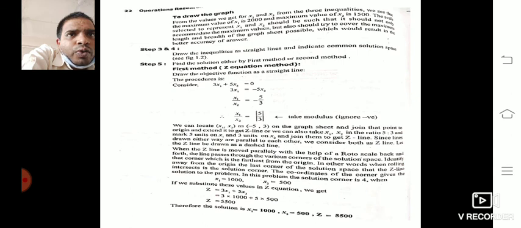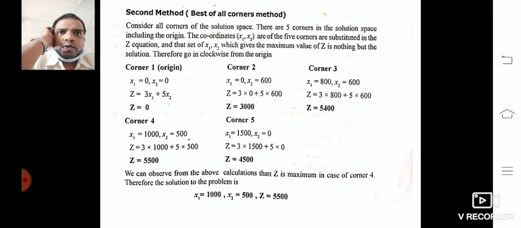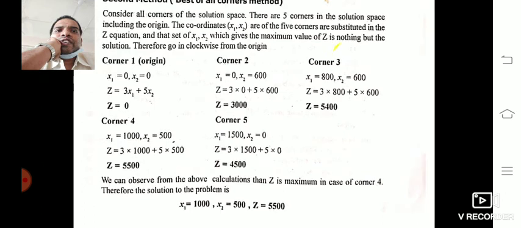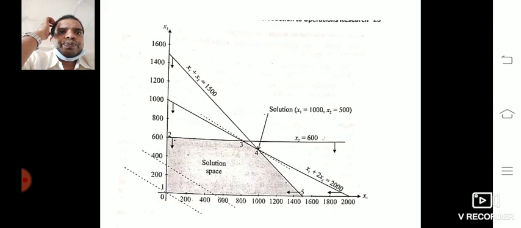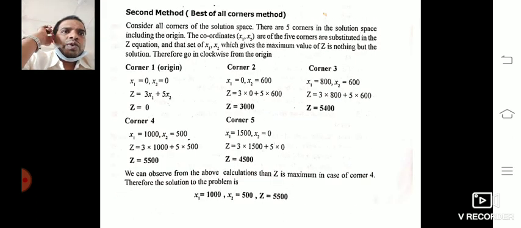Suppose you are using the best of all corners method, that is the second method, to find the x1 and x2 values. Take corner 1. The first corner has x1 is 0 and x2 is 0. Those two values we can substitute in the Z equation, 3x1 plus 5x2, which gives Z equals 0. For corner 2, x1 is 0 and x2 is 600. Substituting those two values in the Z equation gives Z equals 3000.